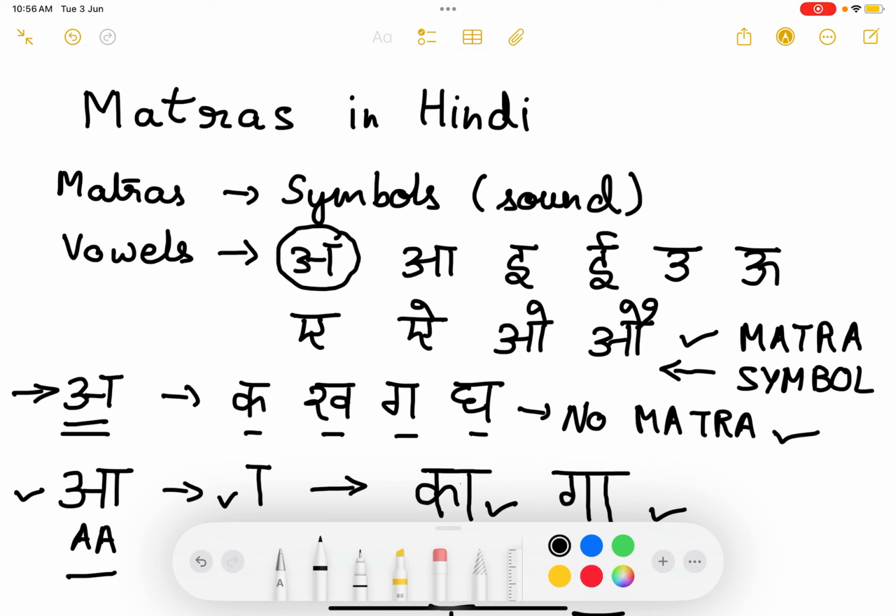In the next lesson, we'll see some more matras, and then probably we can start writing words using letters and matras.